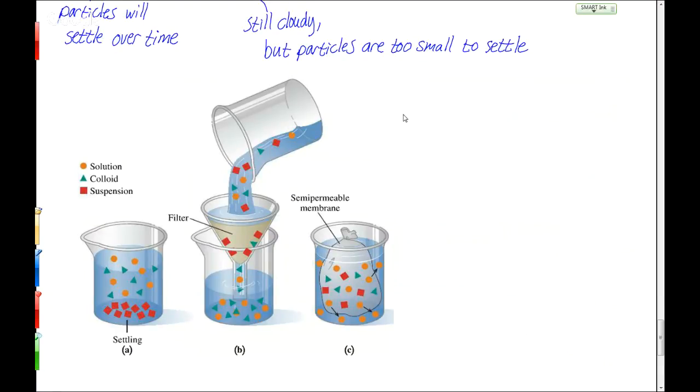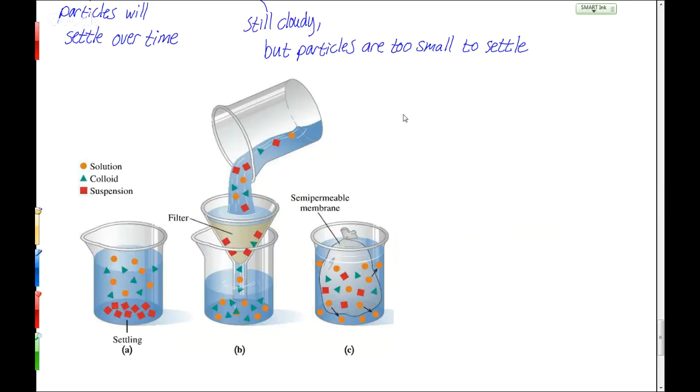All right, so here are the different types of particles. We've got particles in solution, particles that are colloidal, and particles suspended, so suspension particles. The orange circle is the solution, the green triangle is the colloid, and the red square is the suspension. So you can see on the one on the left, over time, the suspension particles will settle out, but the others will stay. The solution particles you would never see, it would just clear up. It could change color, but you wouldn't see the individual particles. The colloid would still look probably cloudy.